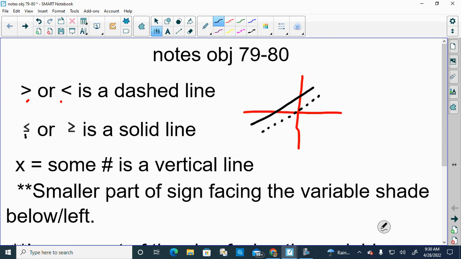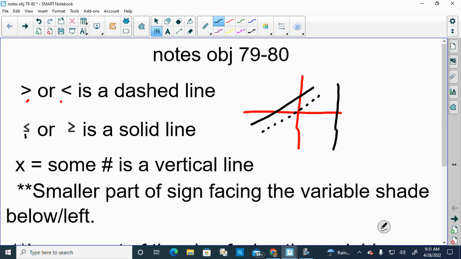So anytime we have x is greater than some number or less than some number, or even the greater than or equal to, okay? It's going to be a vertical line. So it won't be slanted like this. It's going to be going straight up and down, wherever it crosses the x-axis, okay? Because some of them will have y's in the equations, others will just have x's, okay?